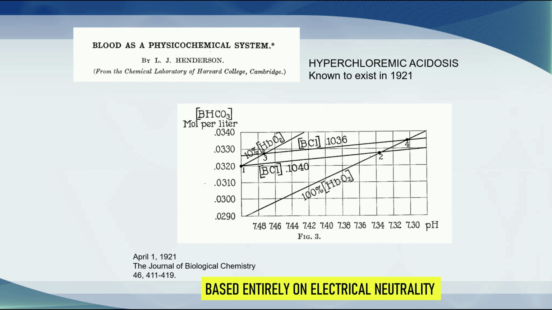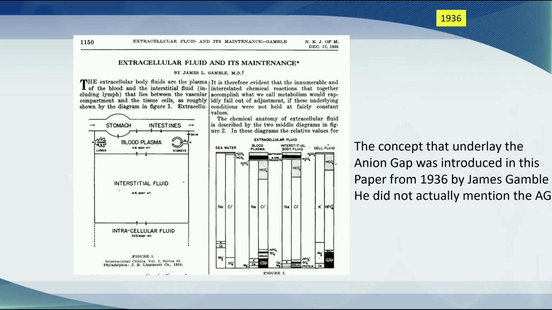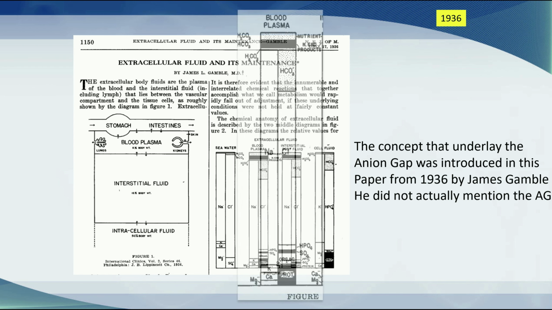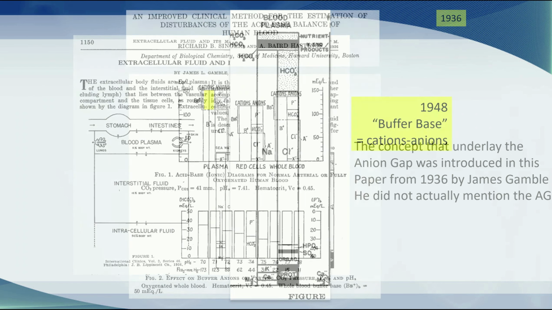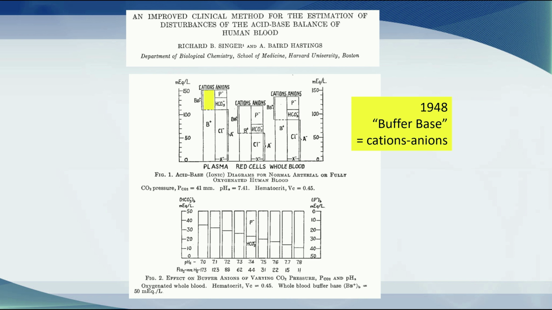There is a belief that the anion gap is something relatively new in acid-base, principally because most textbooks reference a 1977 article, but it goes way back to the foundations in the 1920s. I think it probably originates in 1936 with this paper by James Gamble, the Gambleogram, but he doesn't specifically mention the anion gap. You can see here, though, it looks like an anion gap.